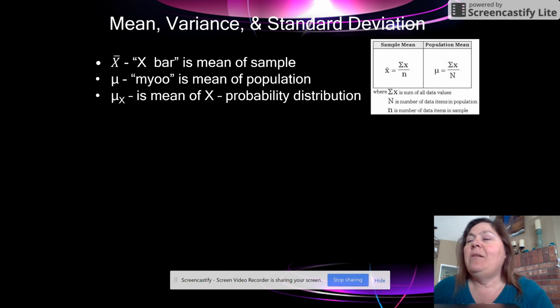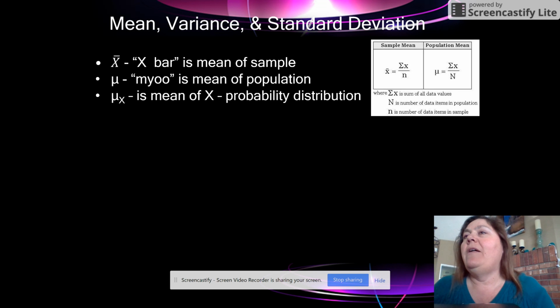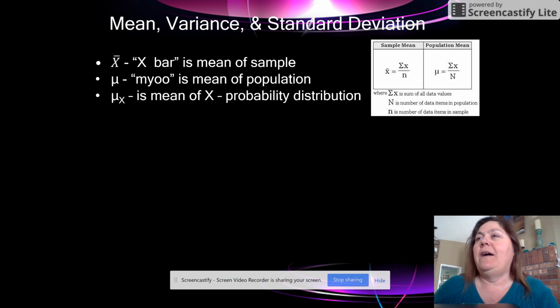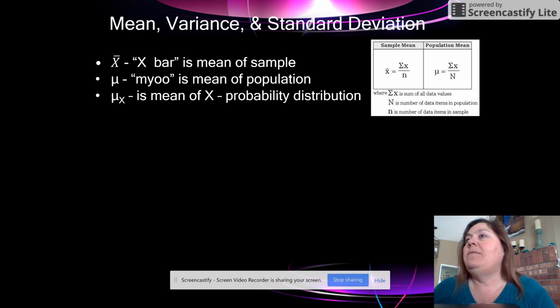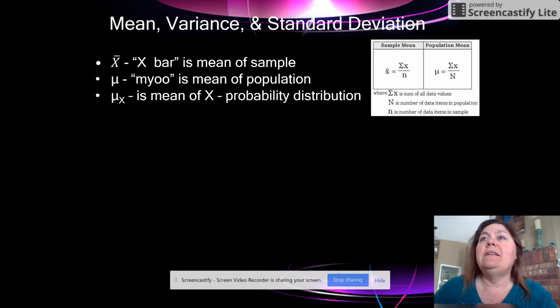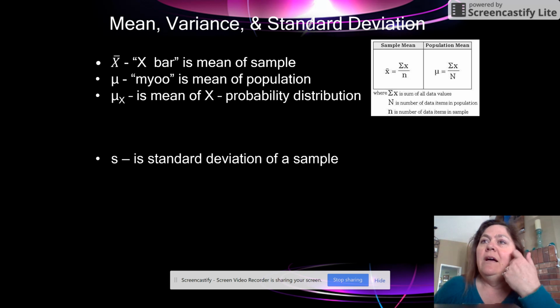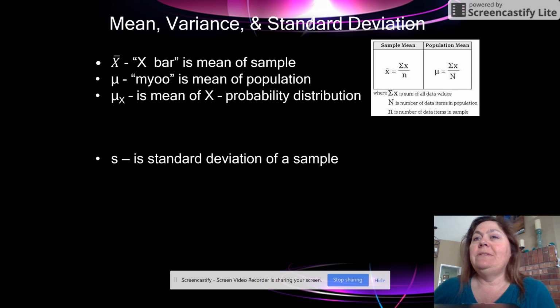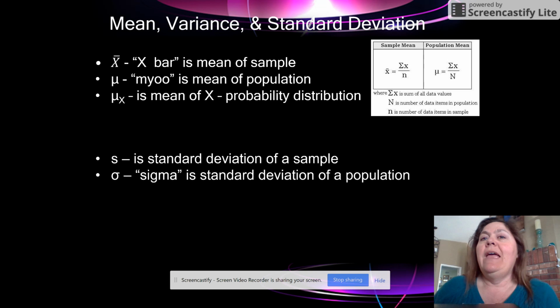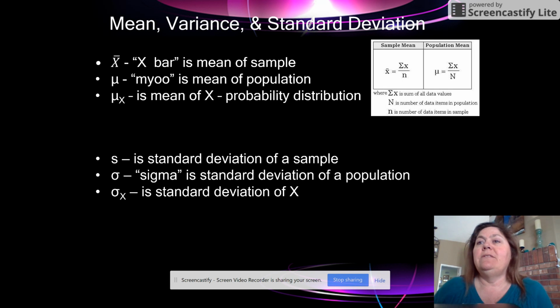I just put up here for you to see, recall that the X bar is the sum of all the X's divided by the number that you have. Little n is the number in your sample, and capital N is the number in your population. We did talk about standard deviation symbols. S is for the sample, and sigma is for the population. Now we're introducing sigma sub x, which is the standard deviation of the probability distribution.